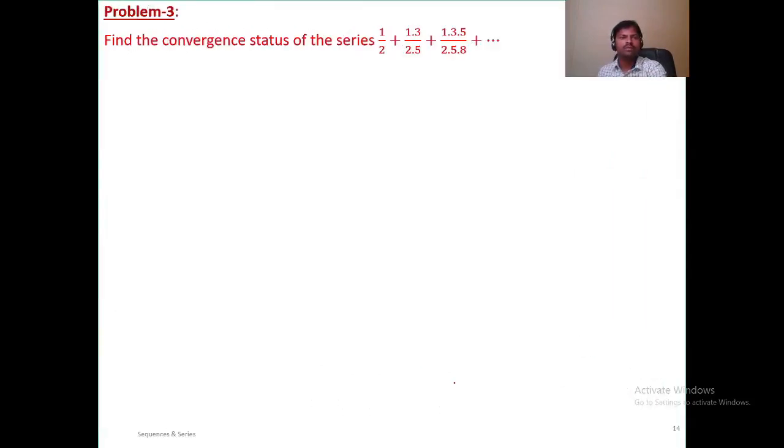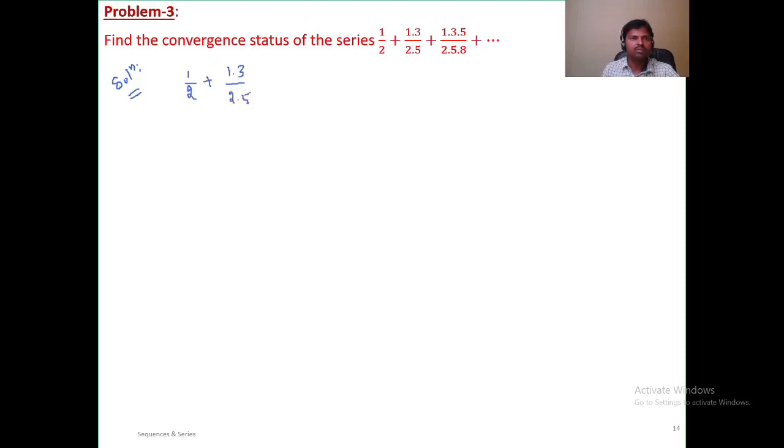Similarly, problem number 3. Find the convergence status of the series 1 by 2 plus 1 into 3 by 2 into 5 plus 1 into 3 into 5 by 2 into 5 into 8 plus up to so on. So first you need to find the nth term of the series. So let me first write the series: 1 upon 2 plus 1 into 3 divided by 2 into 5.